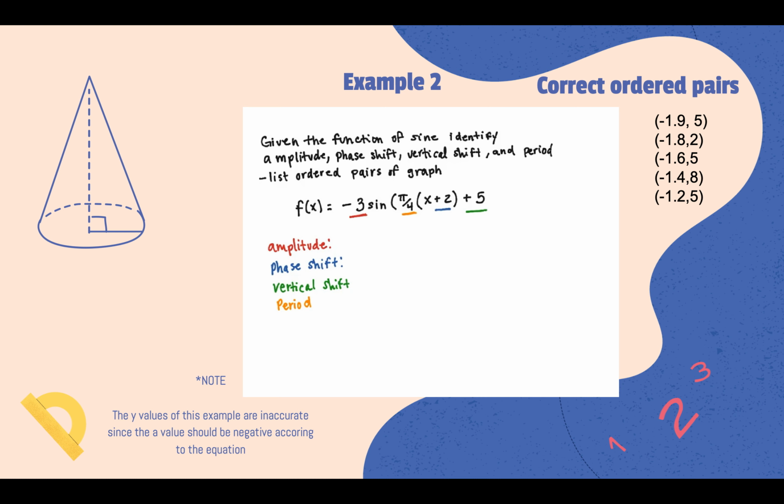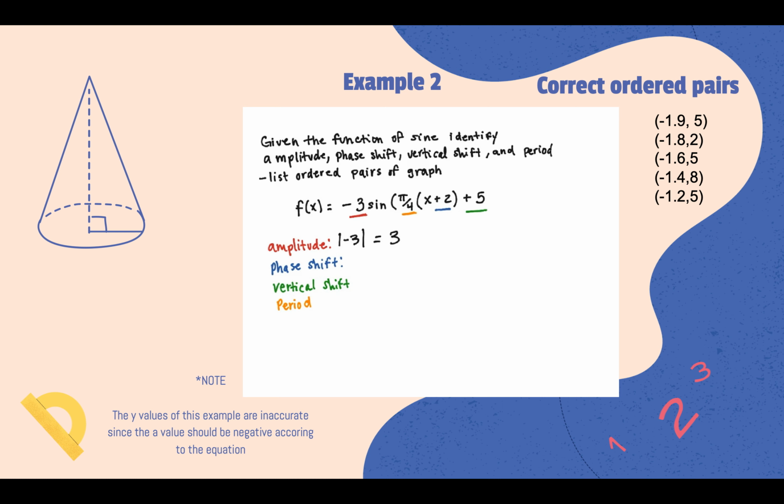Alright, so for our second example, it says, given a function of sine, identify amplitude, phase shift, vertical shift, and period, as well as list the ordered pairs of the graph. So we'll jump right in. When we're looking at the equation of this graph, we see that our amplitude is -3. And that actually means it's going to be the absolute value of -3, which equals 3.